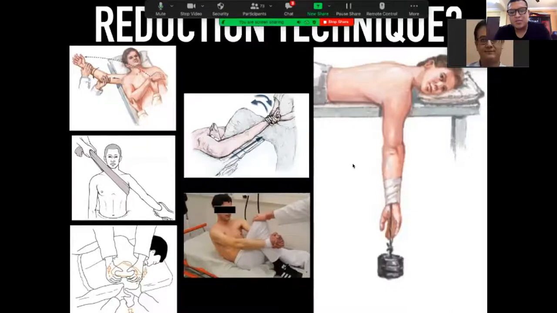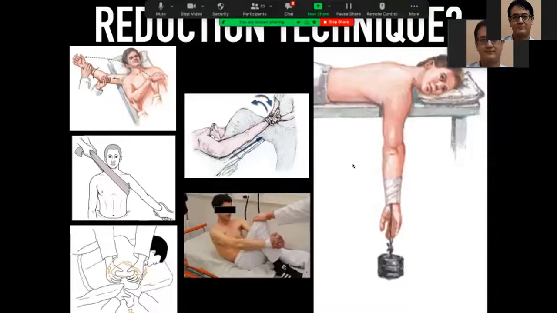Thank you. So there is more confusion now. Sudeep sir, Kocher. Mahara sir, Milch, that is external rotation. Rajeev sir, Hippocratic maneuver. Amit sir, what is your preferred technique? Vivek, one sec. I think the literature says there are so many techniques, and you should just continue with the technique that you're comfortable with. Okay.